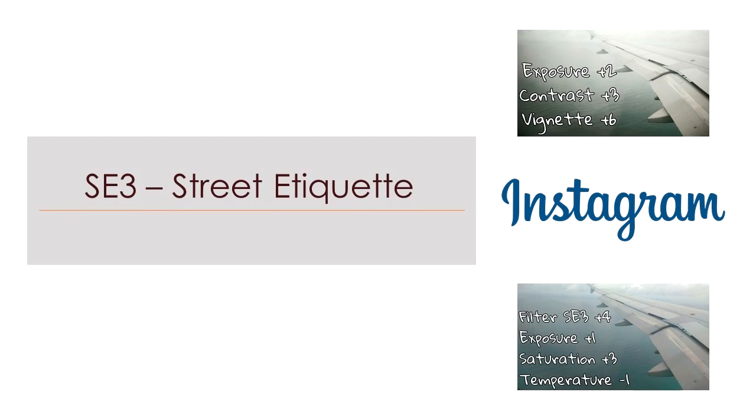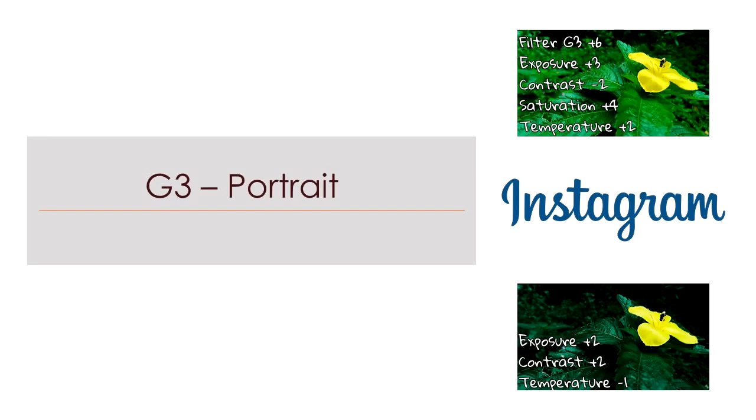If you're moving more towards a black or dark tone, the street etiquette filter pretty well does the job. It's called SE3 in VSCO, and it changes the photo into a darker shade, giving an intense feeling to your photo. The last filter that I'm going to introduce is called G3. It's a portrait filter. This filter gives a sunny, warm tone to your photo, and it's very suitable for outdoor photo shoots.